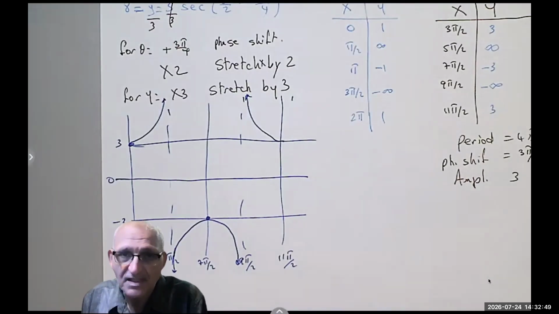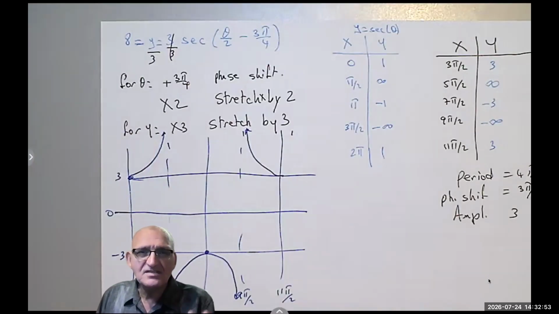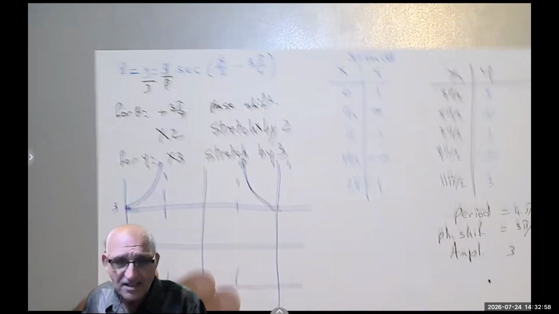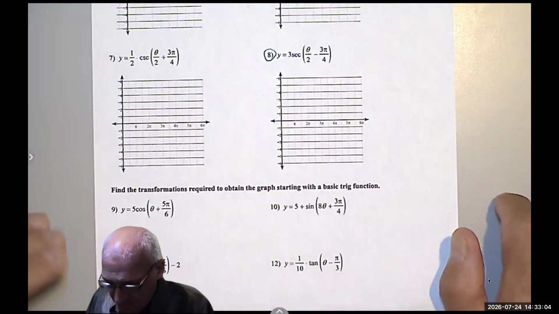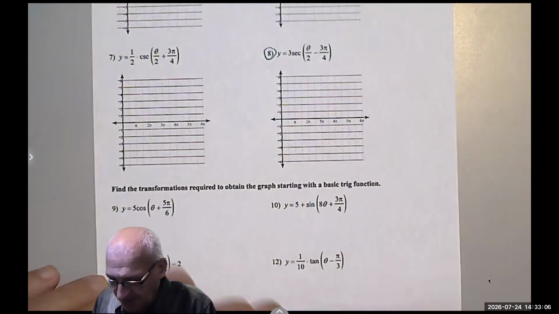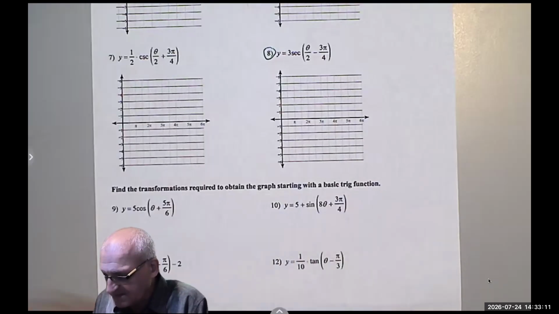And that's it. That's how you easily graph without memorizing what A stands for, B and C and D and all these complications. Okay, finally, I wanted to go over these things, and really that won't take any time. Find the transformations required to obtain the graph starting with a basic trig function.